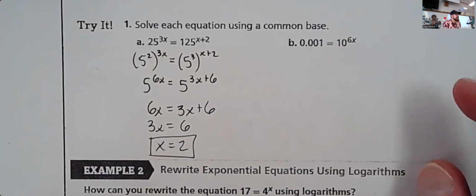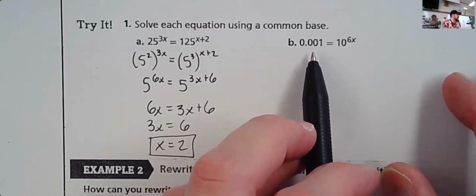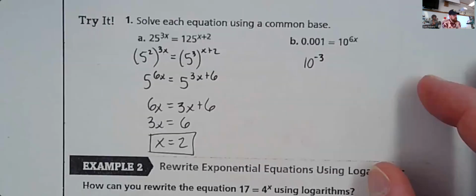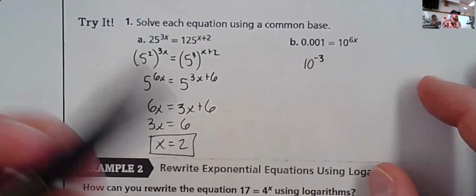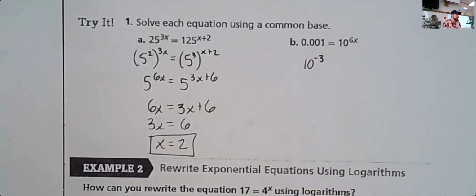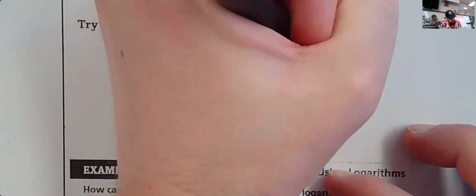What's our common base going to be? 10. Okay. What does this look like as 10 with what exponent is this going to be with 10? -3. Good. That's 10 to the -3. That's 1/1000. If you write it as a fraction, it's 1/1000. To get to 1,000, you raise 10 to the third power, but to get to 1/1000, you raise it to the -3 power. So 10 to the -3 equals 10 to the 6x.